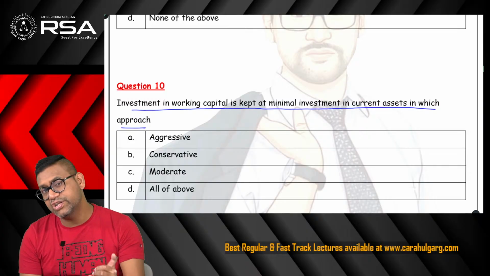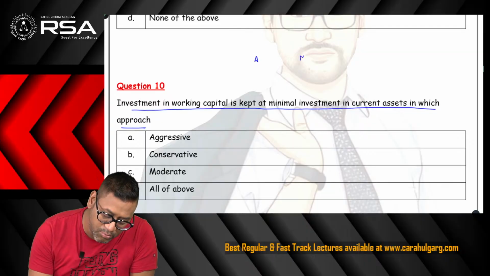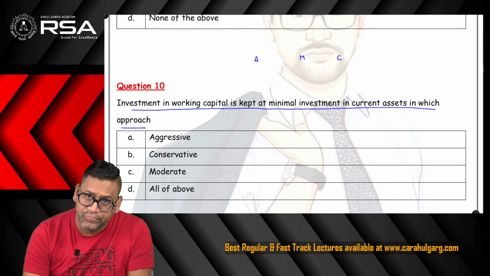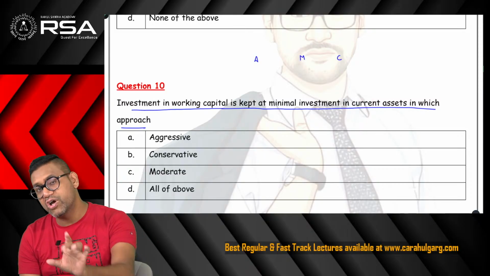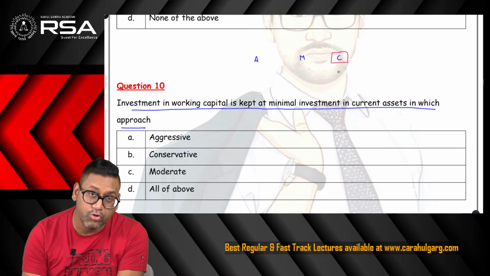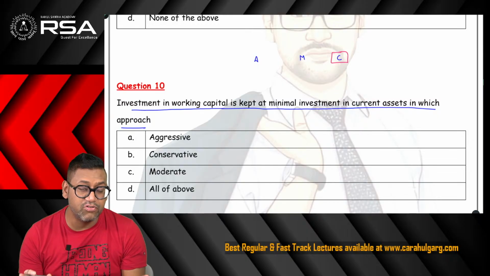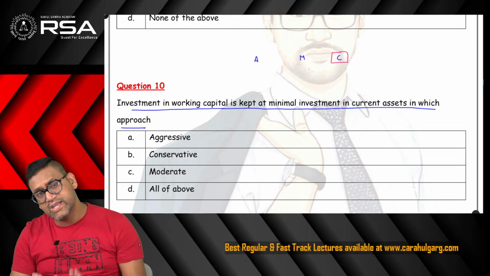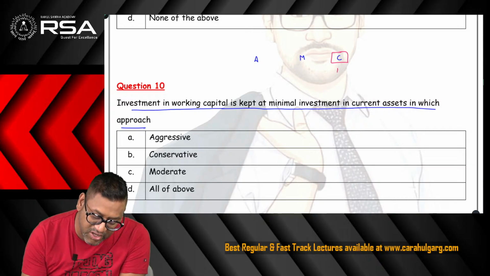In that case, there are three approaches: aggressive, moderate, and conservative. So it depends upon each and every organization's philosophy what amount of working capital they want to have. The ones which are conservative, they are always afraid that an adverse situation may happen. So they always at any cost want to avoid that situation, for which they invest heavily in the current assets.